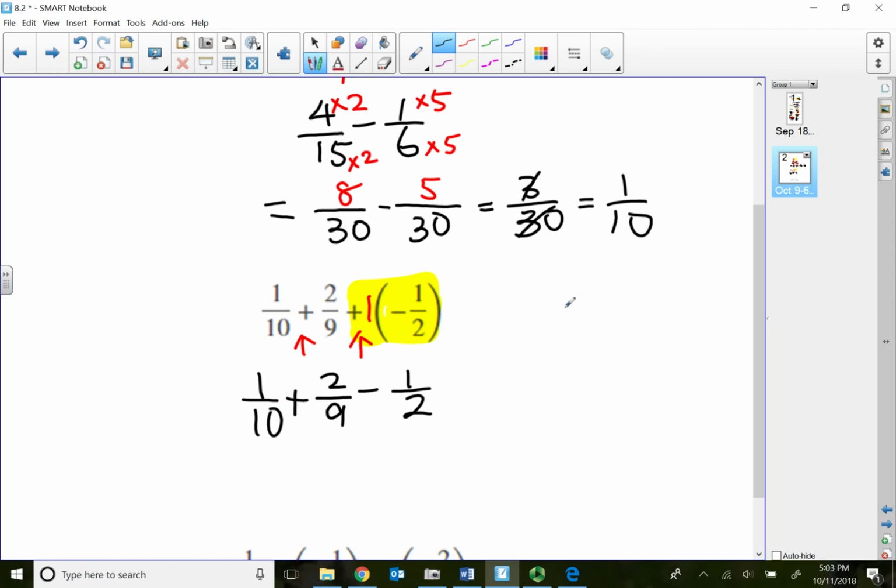So let's see what the LCD is between 10, 9, and 2. Let's combine all three fractions together, which I kind of showed y'all before. I always try to combine all of them together because we can actually do that. We can do it all together because the rules for adding and subtracting fractions, or for combining fractions, are all the same.